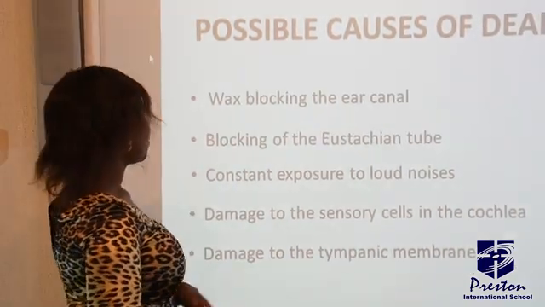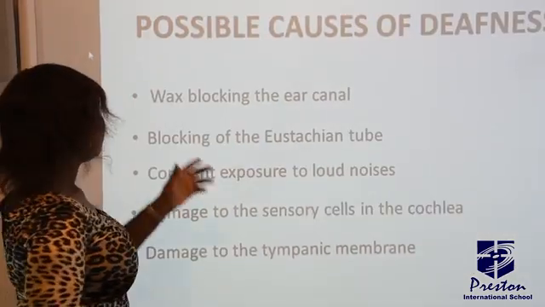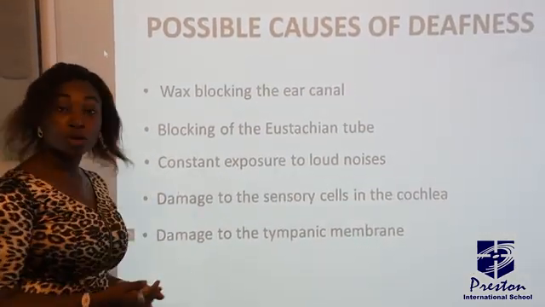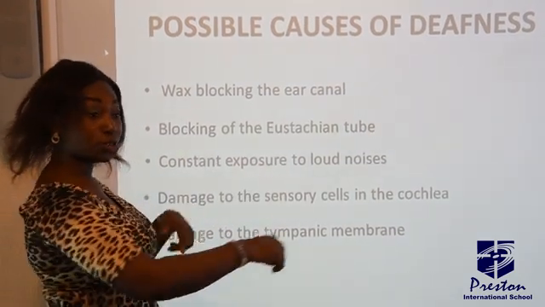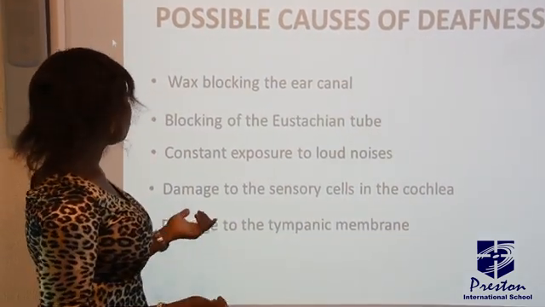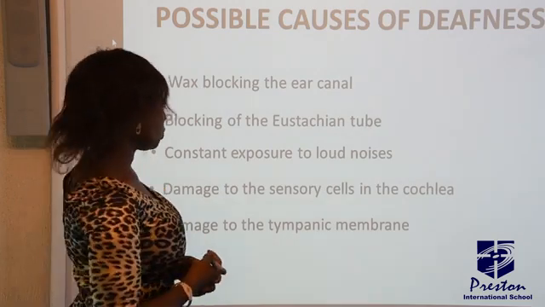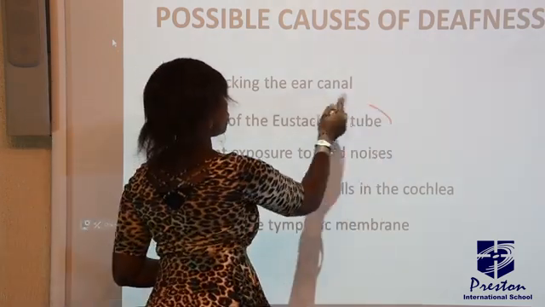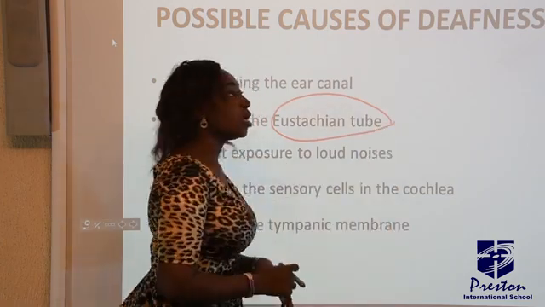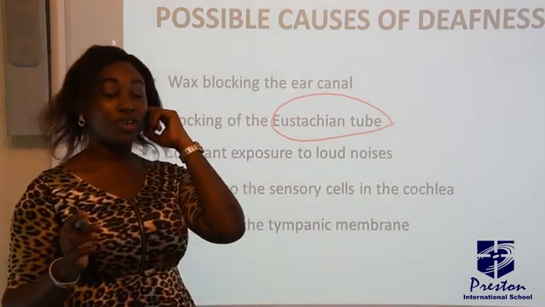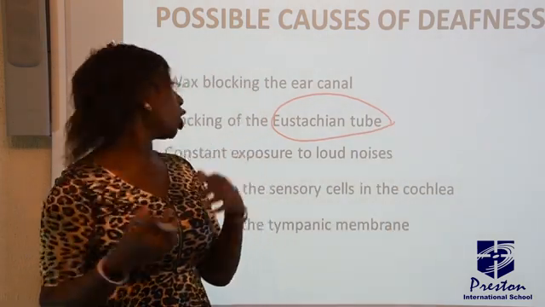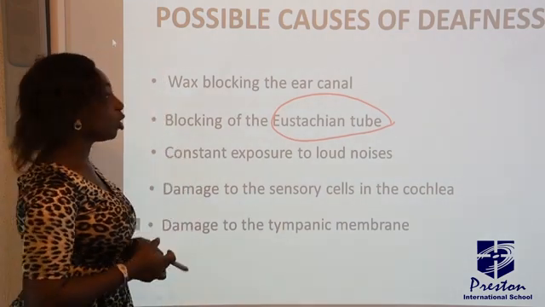Possible causes of deafness. Let's look at them. One is wax blocking your ear canal, which we've seen before. If wax blocks the ear canal, it could lead to deafness. Blocking of the eustachian tube. Now, this eustachian tube, we also saw it in the diagram. This is the part of your ear that opens when you yawn. So when it's blocked, it will lead to deafness.